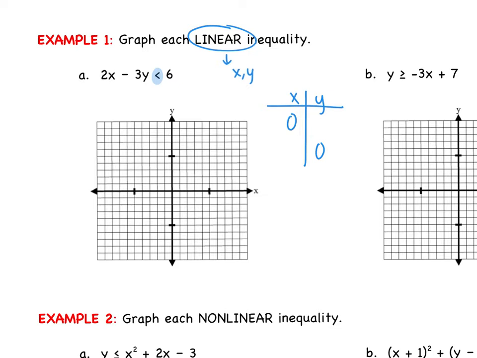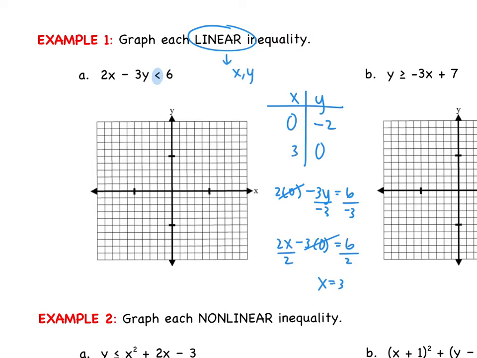Okay, I'm going to plug in a 0 for x. I get 2 times 0 minus 3y equals 6. Ignore the inequality. Just treat it like an equal sign. So that is 0. If I divide by negative 3, I get y to be negative 2. So that is the first point. Then I'm going to plug in a 0 for y. So I get 2x minus 3 times 0 equals 6. 3 times 0, though, is just 0. So when I divide by 2, I get x equals 3.